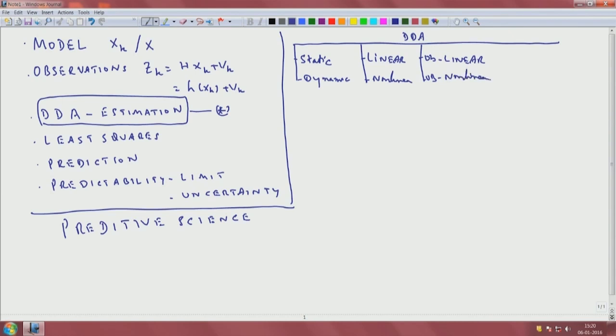We talked about the observations, linear, nonlinear, and other things. And we talked about the overdetermined case. We talked about the underdetermined case, the overdetermined or underdetermined.